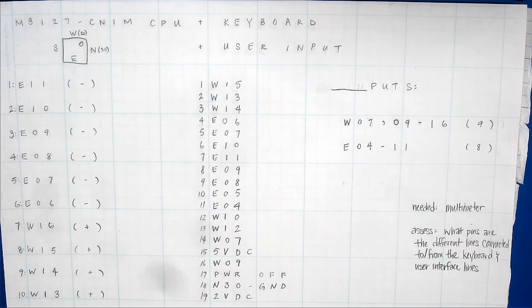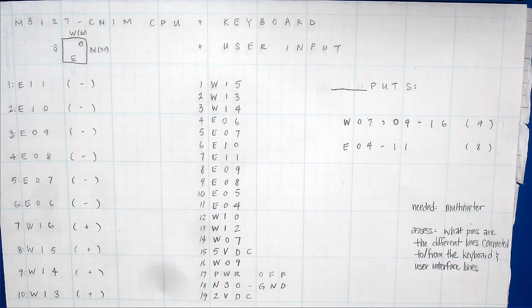West 08 is kind of a mystery. It's in the middle of a bus and it's spamming out a pulse, which we'll look at here in the scope when we check out some other pins. But it doesn't actually appear to be part of the scanning matrix. I'm still not quite sure what it's doing. Mystery.